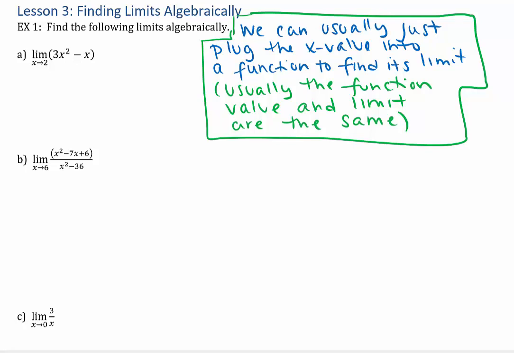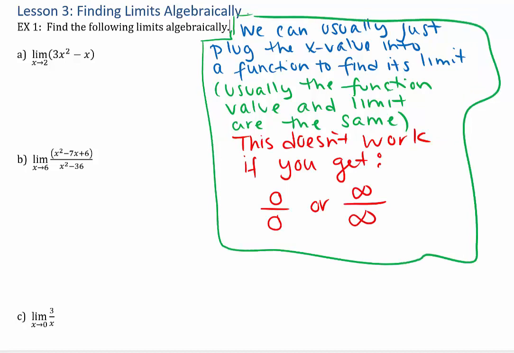Continue our discussion of limits today by talking about how you can find limits algebraically without using graphs or tables of values. Now, most of the time, the function value and the limit are the same. That means most of the time, if you want to find a limit, you can actually just plug the x value in.